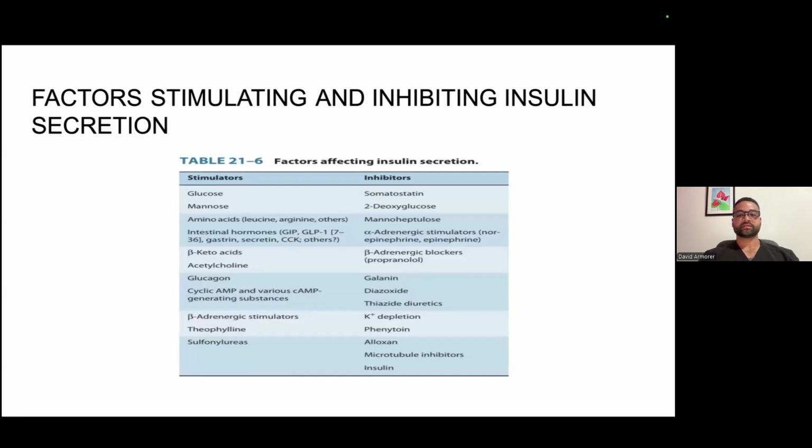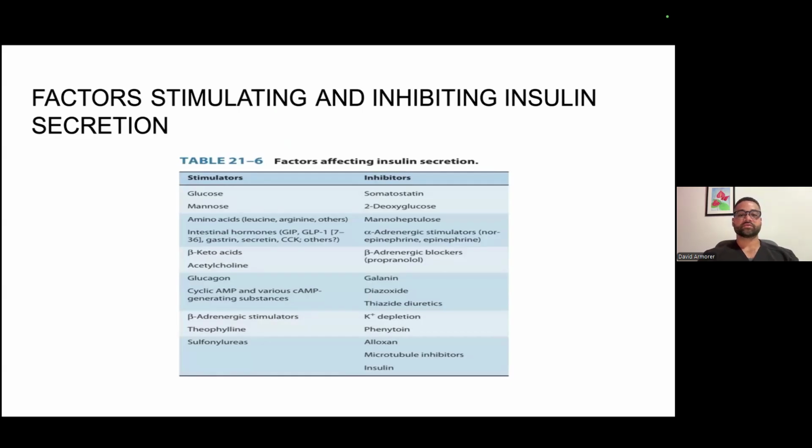So, factors affecting insulin secretion. You have your stimulators of insulin secretion and the inhibitors of insulin secretion. Stimulators, the biggest one is glucose. Then you have mannose, amino acids, certain intestinal hormones, keto acids, acetylcholine, glucagon, cyclic AMP, as well as beta-adrenergic stimulants, theophylline, sulfonylureas.